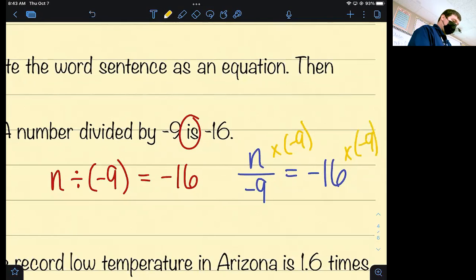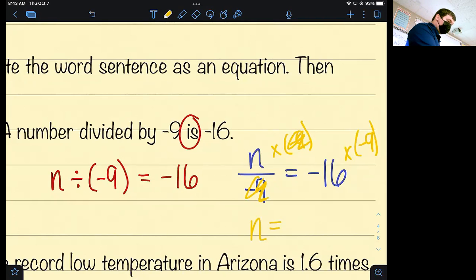What would happen if you just multiplied by 9 is the 9 would cancel out with the 9, but there'd still be a negative. So you got to write -9 and then cancel it out with the -9. That's going to give you n. And then now I'm doing -16 times -9, which means I'm probably going to have to go off to the side for that. What is a negative times a negative? Positive. So I know it's positive.